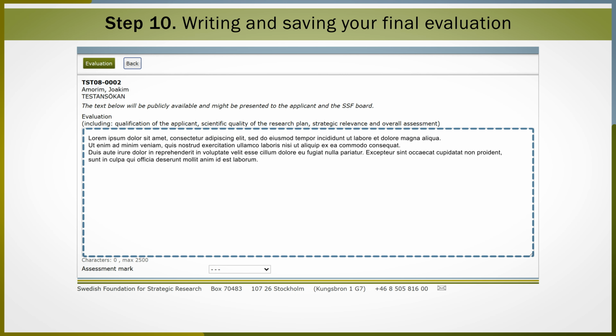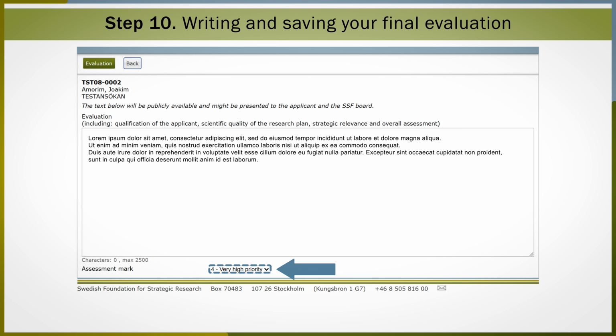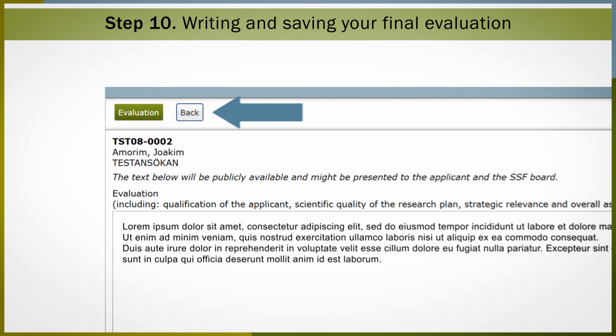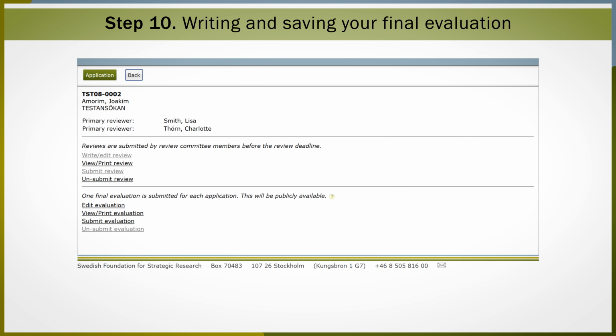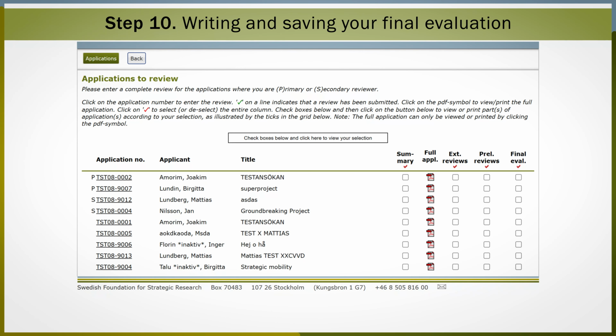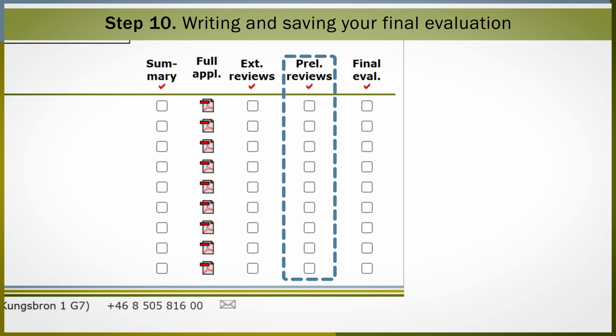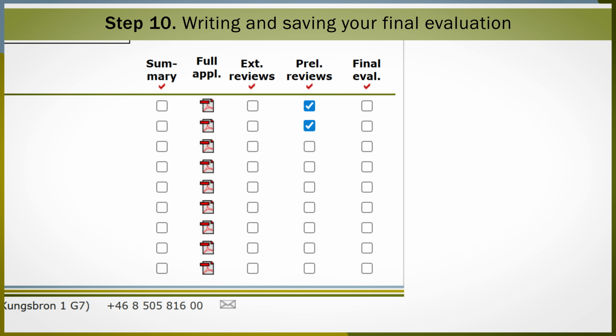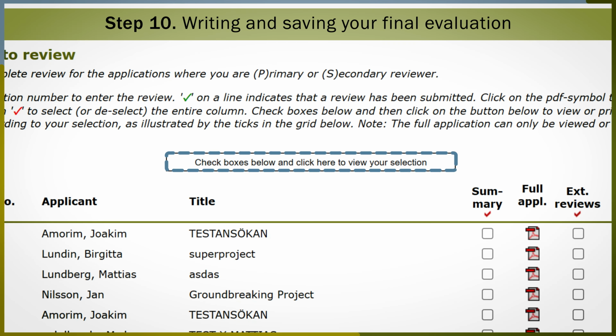Please enter the text for the final evaluation, followed by the priority grade for the application, as agreed upon during the panel meeting. When finished, click Back to save your text. You may return and edit it until the deadline shown in your task summary. If you wish to consult the two other reviewers' evaluation while writing your final evaluation, you can find them in the column PREL Reviews. Check the boxes you are interested in, and then the button Check Boxes below and click here to view your selection.